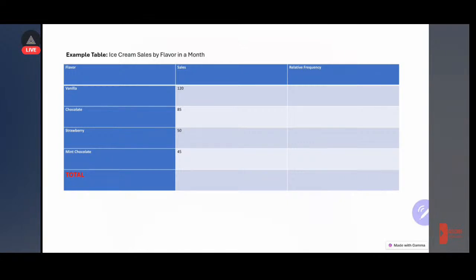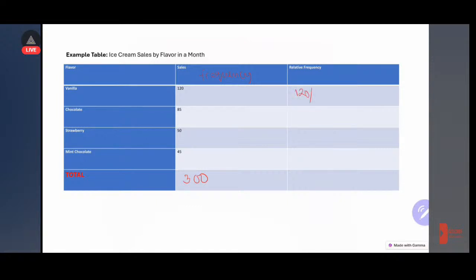Now, if you look at this example, the sales here represent the frequency for each of the categories. And like what I said, for frequency, the sum must be the same thing as the sample size. So when you find the sum of these, 120 plus 85 plus 50 plus 45, this is going to give us 300. This is the sum of the frequency. Then how do we calculate the relative frequency? To calculate the relative frequency, you need the frequency for each category divided by the sample size. Now, to get the relative frequency for vanilla, we have the frequency, which is what?